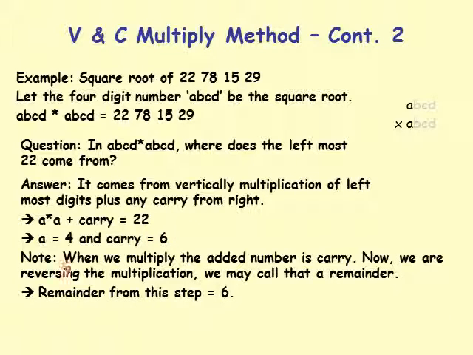When we multiply, the added number is a carry. Now we are reversing the multiplication, which is like a division, so we may call it a remainder. Instead of carry, we will call this a remainder. So the remainder from this step is 6. We have 4 as the leftmost digit, A equal to 4, and a remainder.